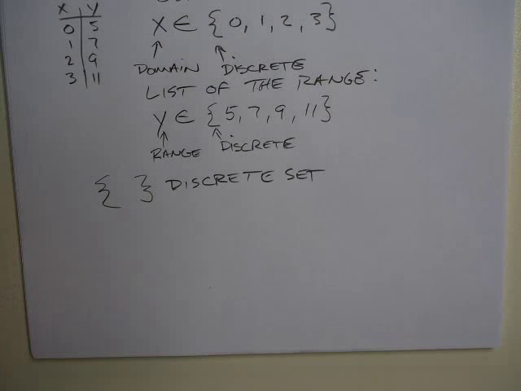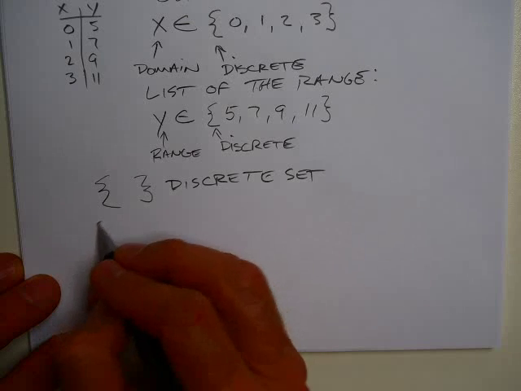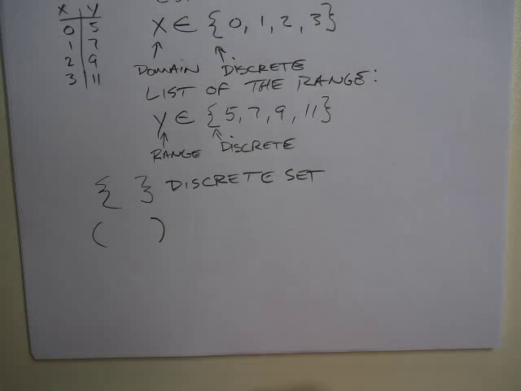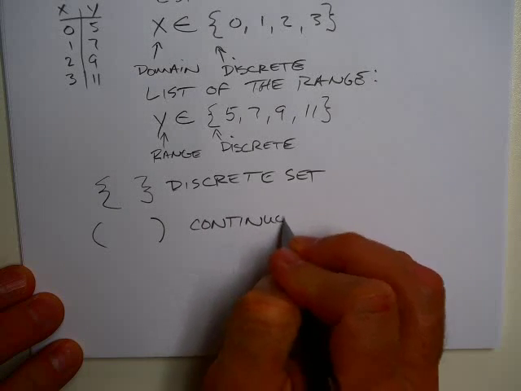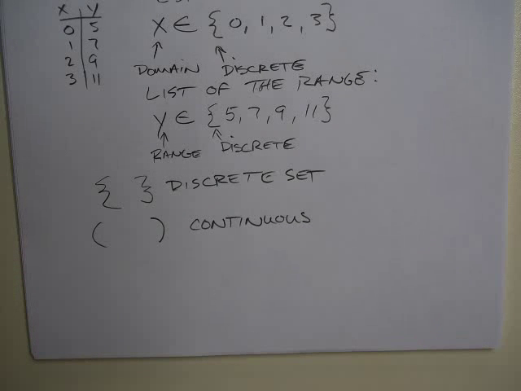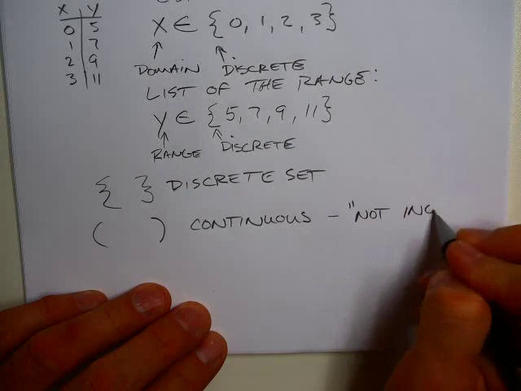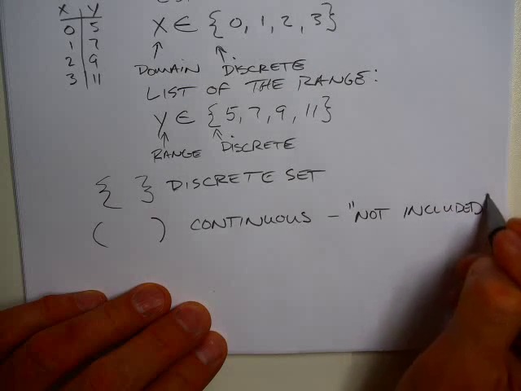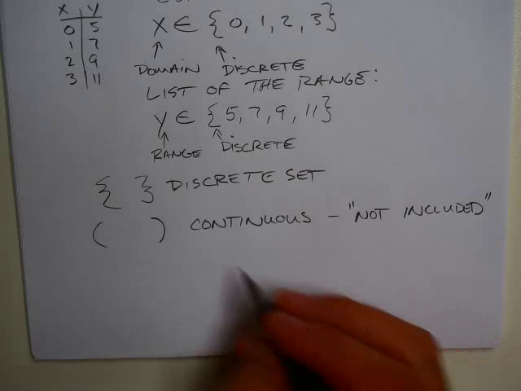This is for a discrete set, but what if it's continuous? Which it oftentimes is. Parentheses. It is. That's one way. Parentheses indicate continuous, but not included. What I mean by not included is the same idea as an open dot.